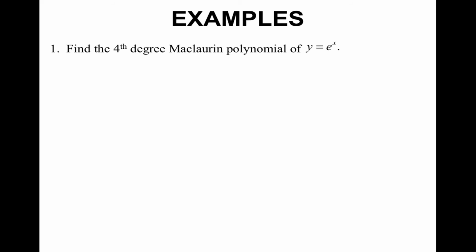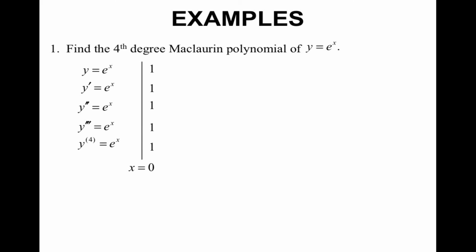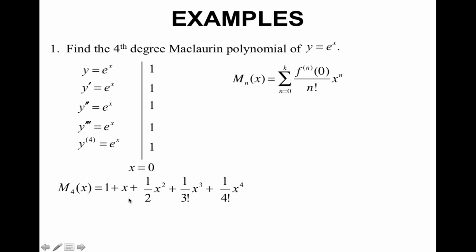So since I want fourth degree, I'm going to need the fourth derivative, which for e to the x is just e to the x each time. I'm going to evaluate at x equals 0, which in this case is all 1. So when I write the Maclaurin polynomial, I will get my first term times the factor x to the 0 power, which is just 1, and I would keep going. And you can either leave it as such, or if you wanted to, you can simplify out the factorials.